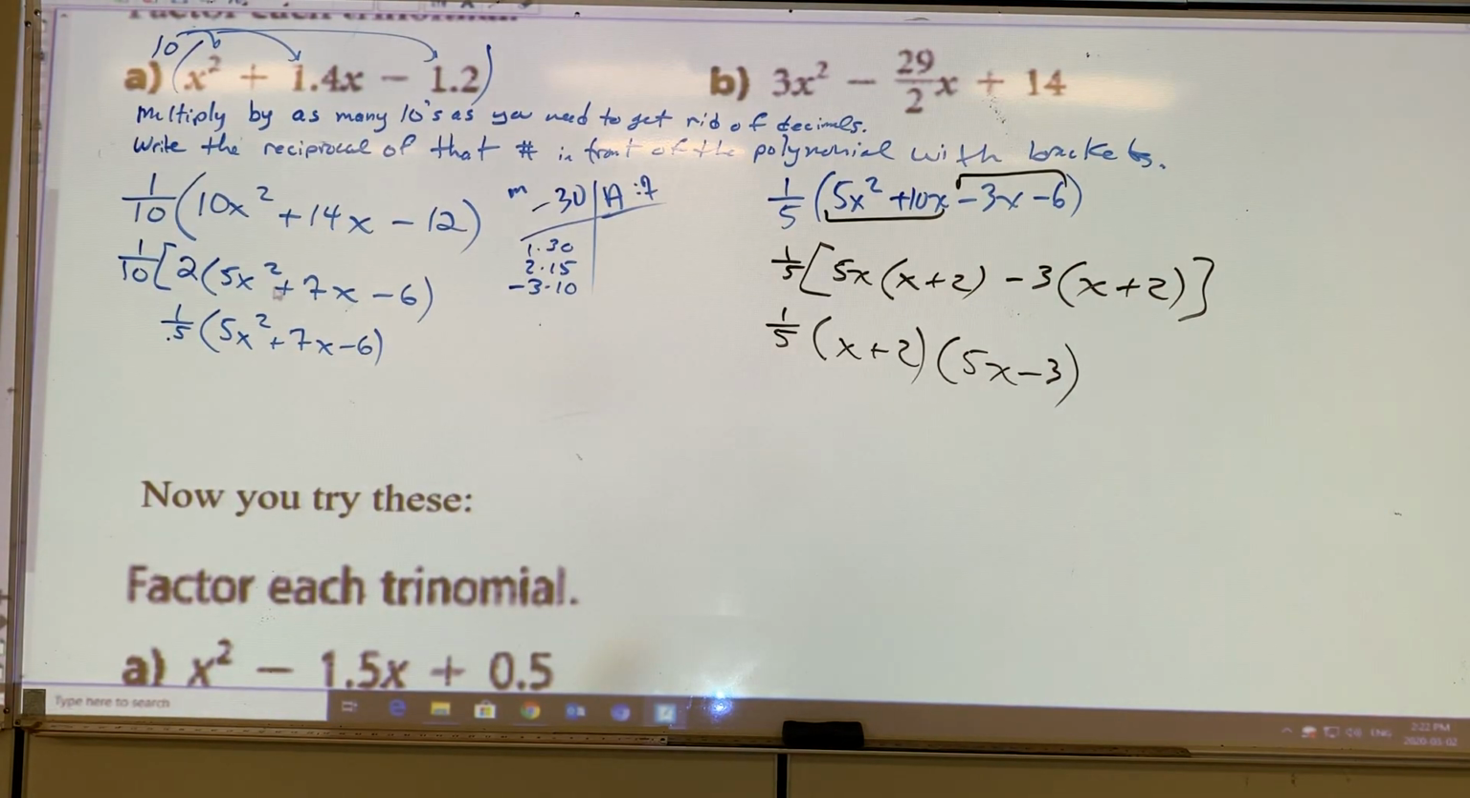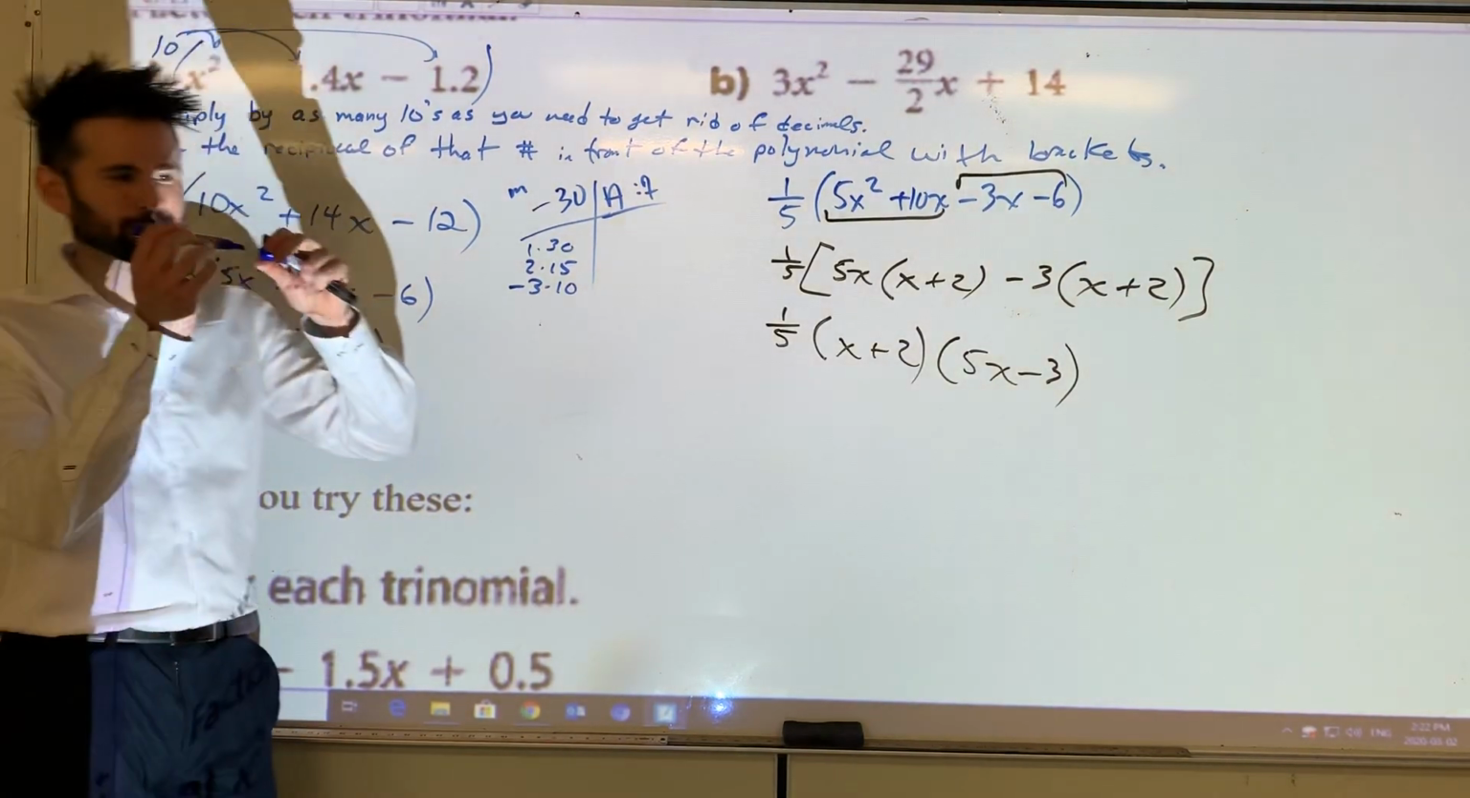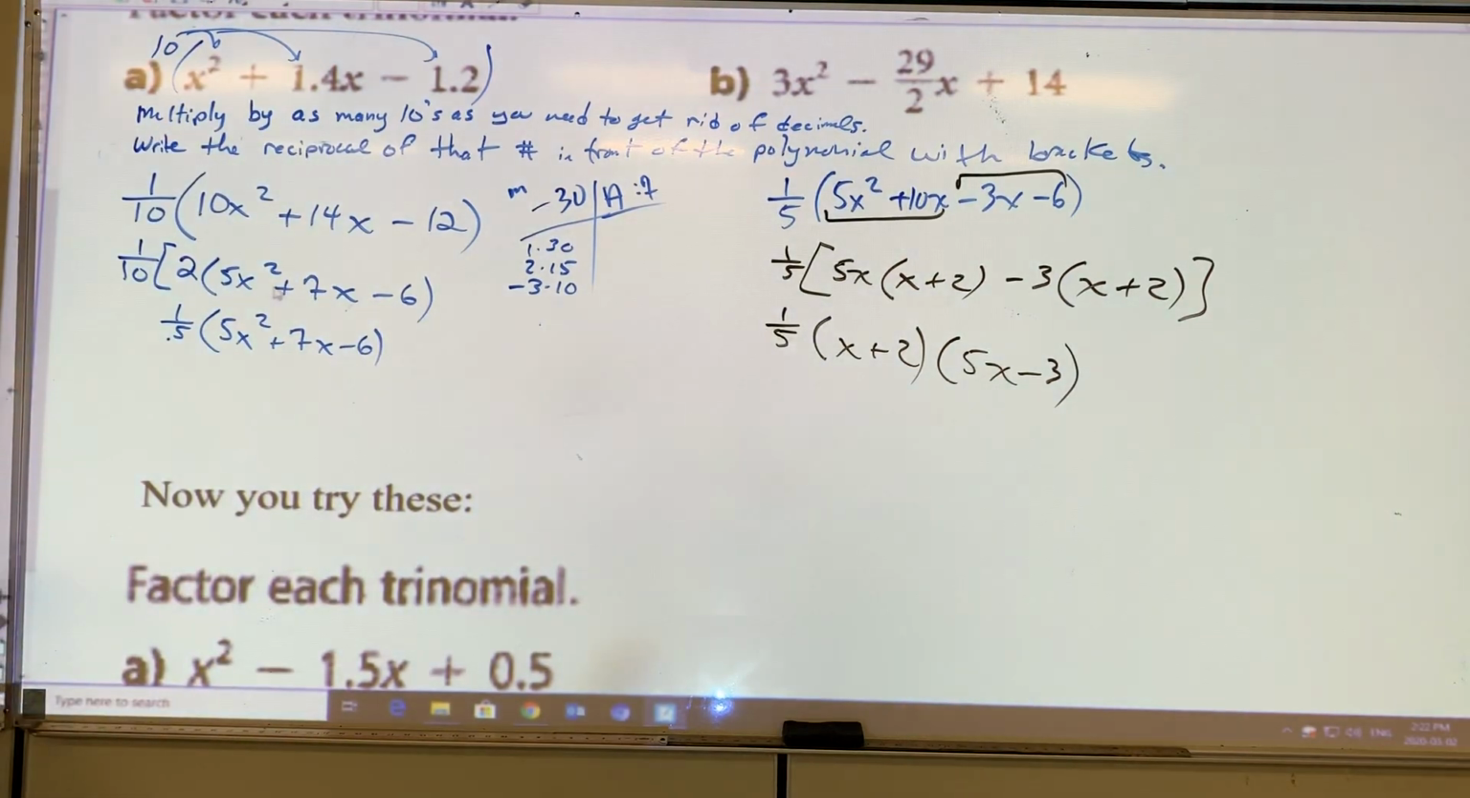Or you could have gone to Wolfram Alpha and typed it in, and some smart computer coder did all the work for you one time.